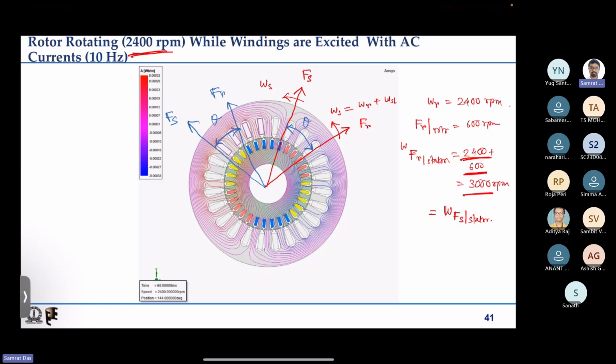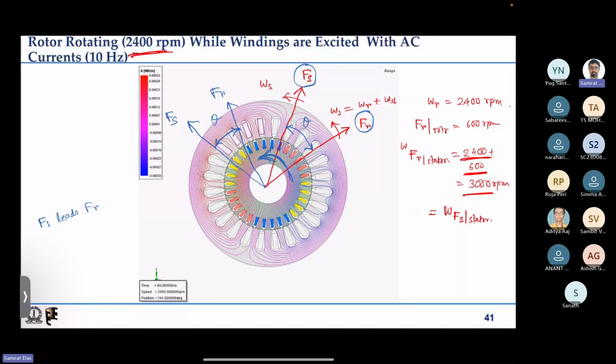Now we also discussed how we can understand whether it is motoring action or generating action. Suppose the rotor is rotating in the anti-clockwise direction. As it rotates, the rotor sees the stator magnetic field ahead and the rotor magnetic field behind, for the arrows that I have indicated. That means Fs is leading, Fs leads Fr.